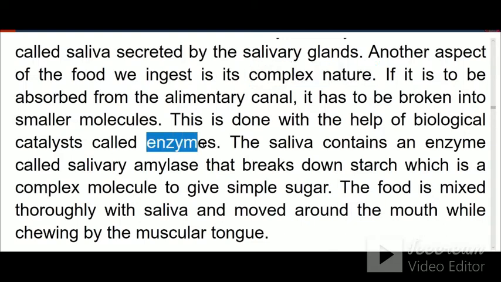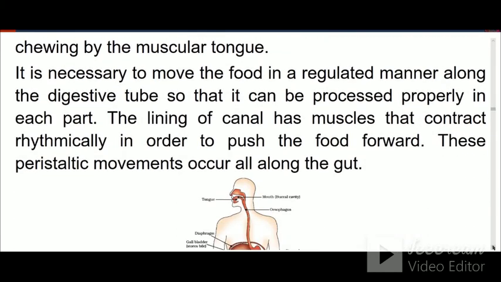So here we are having biological catalysts, that means biological chemicals which act upon the food to make it simpler to be absorbed by the body. Saliva contains an enzyme called salivary amylase that breaks down starch, which is a complex molecule, to give simple sugar. The food is mixed thoroughly with saliva and moved around the mouth while chewing by the muscular tongue. It is necessary to move the food in a regulated manner along the digestive tube so that it can be processed properly in each part.